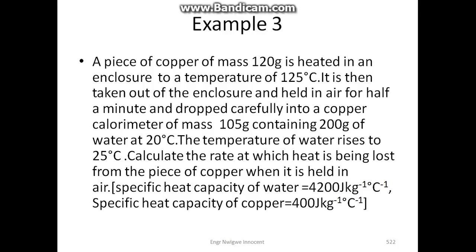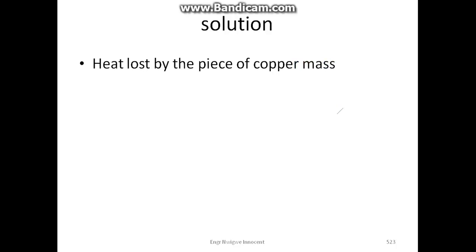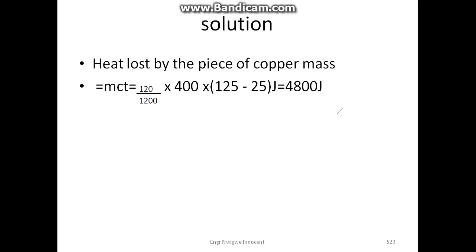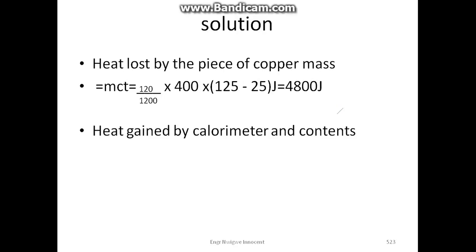Specific heat capacity of water is equal to 4,200 joule per kilogram per Celsius. Specific heat capacity of copper is equal to 400 joule per kilogram per Celsius. Solution: heat lost by the piece of copper, mcΔT, is equal to 120 over 1,000 times 400 times (125 minus 25) joule, which equals 4,800 joule.